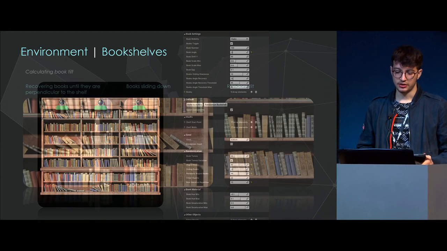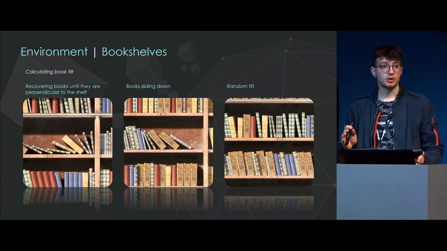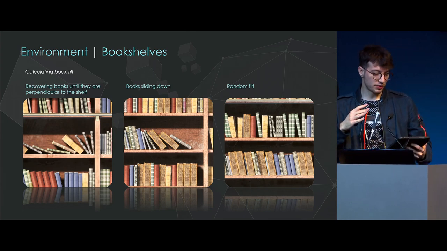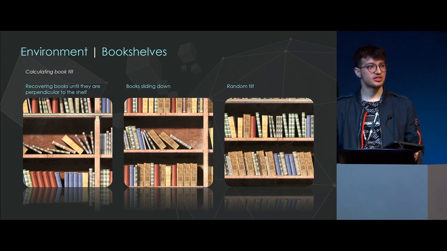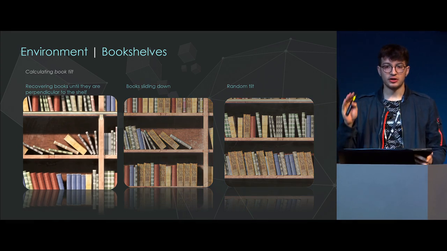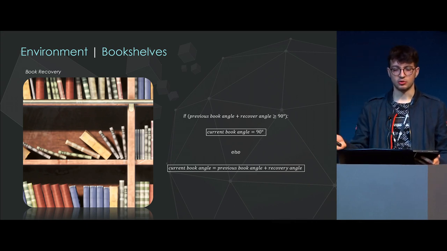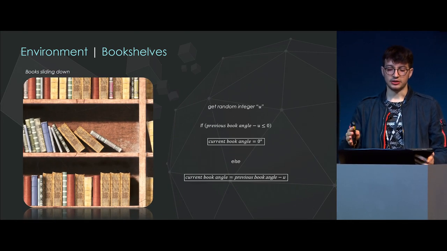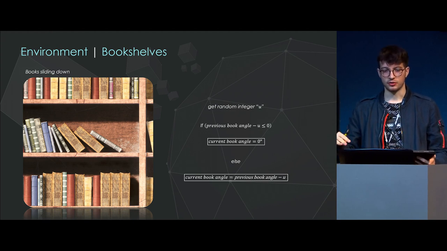So after that is done, the tilt of the books is calculated. The script will randomly decide whether it wants to straighten the books, start sliding the books downwards, or use a new random tilt. For the first case, it looks at the tilt of the previous book and adds a recovery angle until the last book is perpendicular to the shelf. For the second case, the opposite is done, meaning that it subtracts a tilt from the previous book until the last book lays flat on the surface of the shelf.